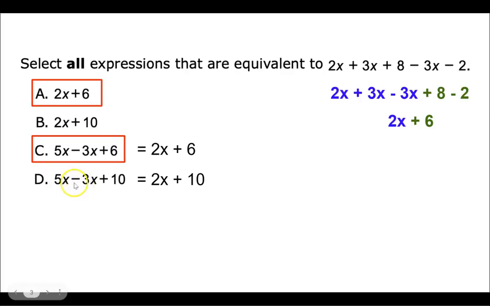And so D, combining the like terms, the 5x minus 3x, that gives you 2x. And then you have a plus 10. That is what makes it wrong. We need a plus 6, not a plus 10. So thus only A and C are the correct answers. Here's the next problem.